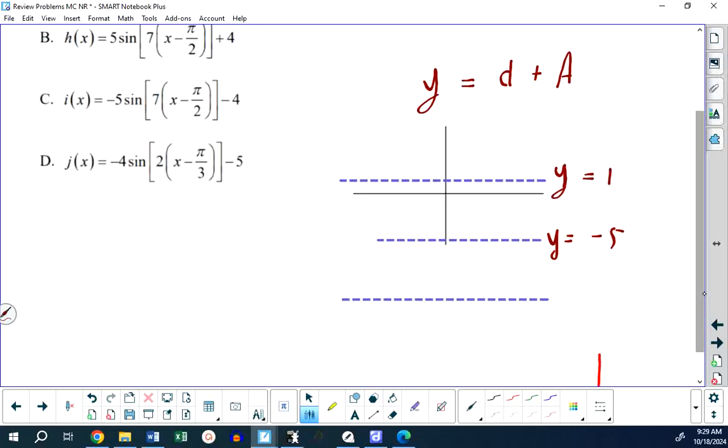Negative 5 plus 6 gives 1. So now what we need to do is run through these choices and see which one of them would also give us a maximum value of 1. So for example, negative 5 has the same d, right? The amplitude is only 4. That's not going to take us to 1.